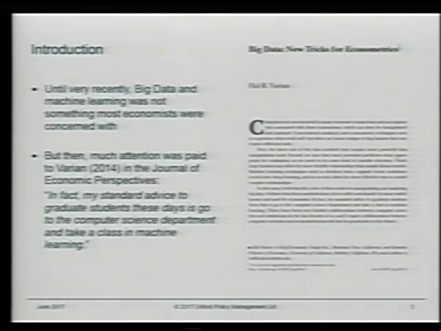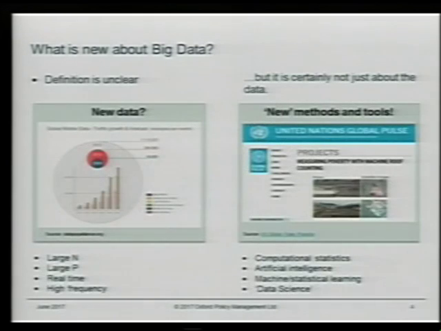In this article, there's this sentence that says, my advice to students is to go to the computer science department and take a class in machine learning. I then did that actually, following this, and so that's also why I'm here. I gave a few talks about this, and I think this is an area where a lot of new methodological work is going to happen also in the future. So what is really new about big data?